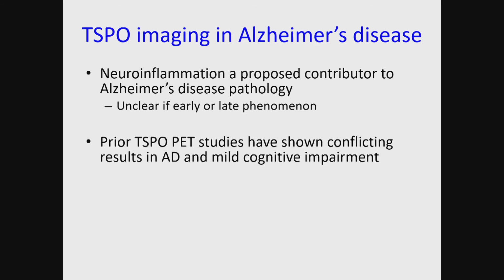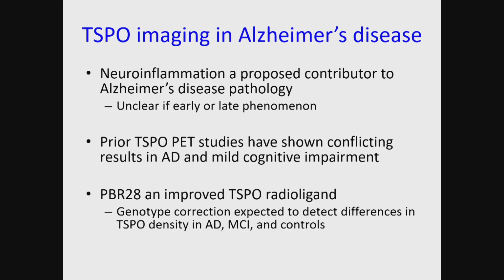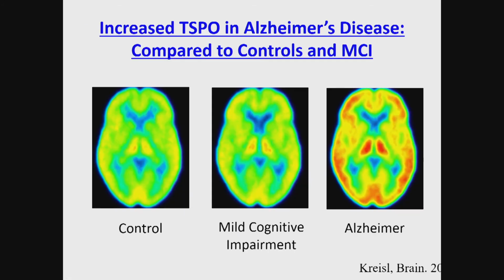Prior TSPO PET studies have shown conflicting results in Alzheimer's disease and also in mild cognitive impairment, which is the precursor syndrome, a little bit of memory problems. This PBR28, I won't go into it, is a markedly improved radioligand, with a much greater signal-to-noise ratio and much more specific binding than the traditional one. So we used it with the genotype correction, as mentioned, to look for expected differences in TSPO density between Alzheimer's disease and controls, and also MCI, which we didn't know how they would turn out to be. The bottom line is shown here, published in 2013, I think.